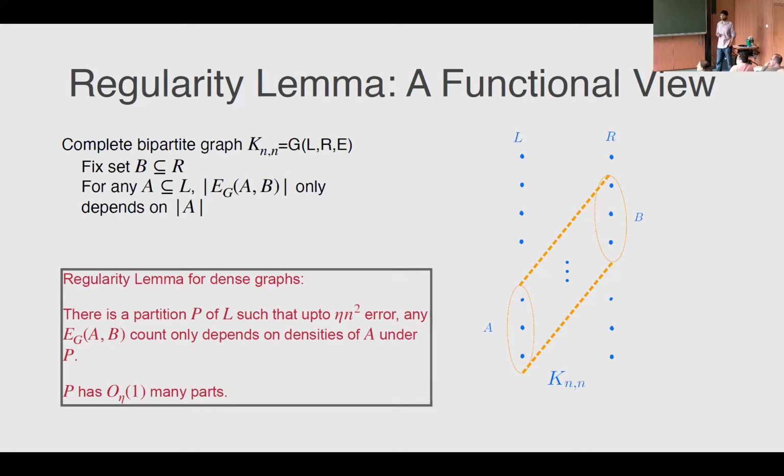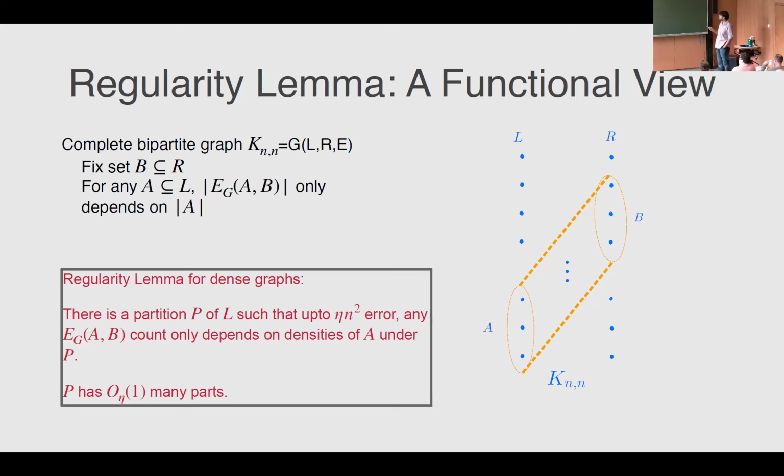Also, you don't have a dense graph, right? Yeah, so I'll come to the sparse graph analog. The partition P has to depend on B, right? No, so you can analogously also have a partition on the right. So really the statement is that there's a partition on the left, partition on the right, such that for any A and B, it only depends on the densities of A under that partition, densities of B under that partition. I don't care too much about the right side, so I'll just fix a set.